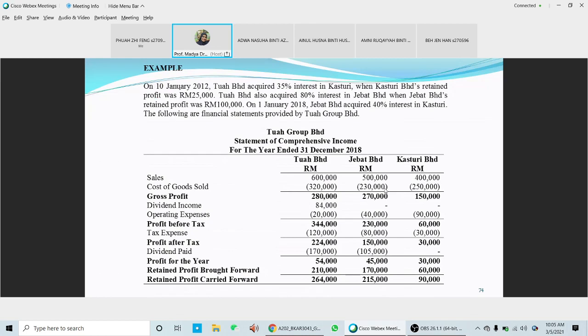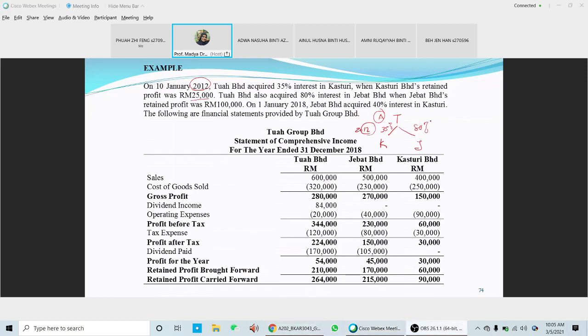On 10th of January 2012, Tua Berhad acquired 30% interest in Kasturi when Kasturi's return profit was 25 in the year 2012. Okay, so here Tua acquired Kasturi in the year 2012. Okay, they have 35%. 35% means that this is an associate. Okay, and then Tua also acquired interest in Jebat. Okay, 80%. Same date in the year 2012.